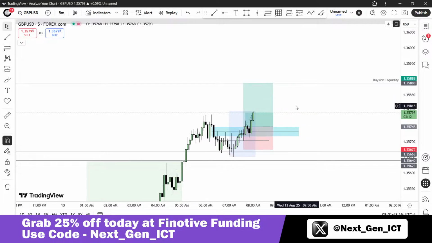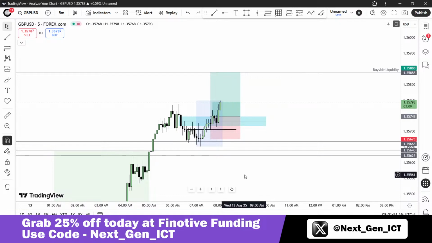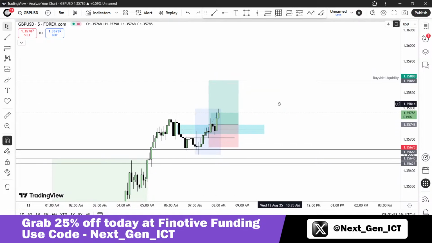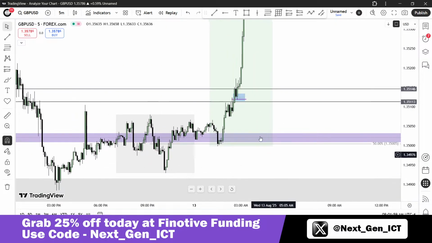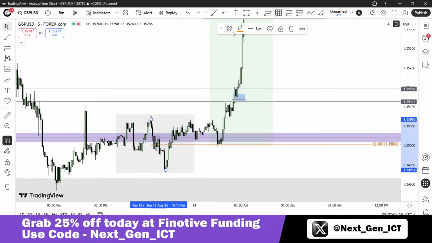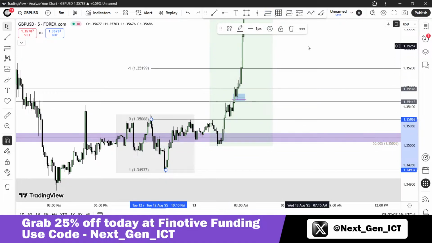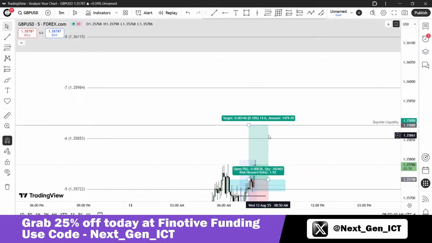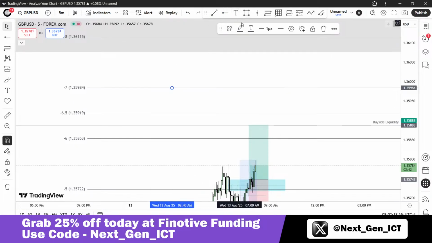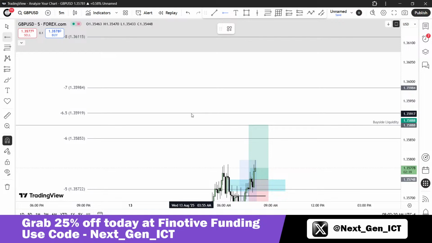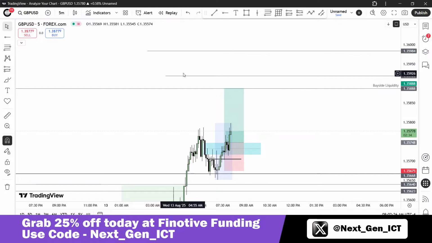Okay, maybe GU is going to take out that high. Not maybe, but if it continues, then let's see some projection of that high. Let's just use Asian session for the projection. Okay, we have like 7 right here, then 6.5 right here. Yeah, we have two projections right here.